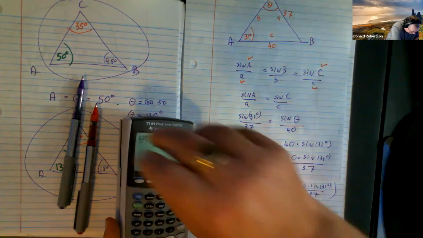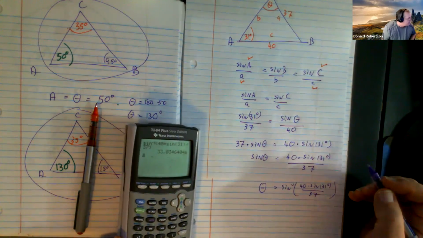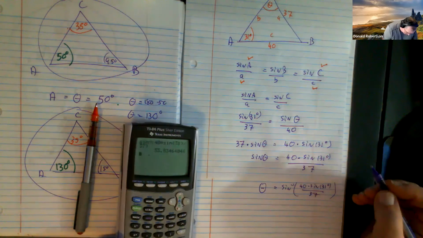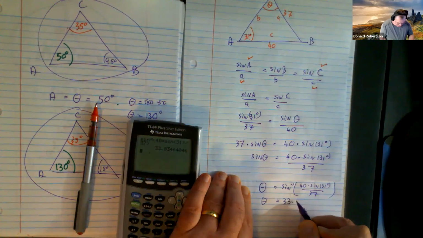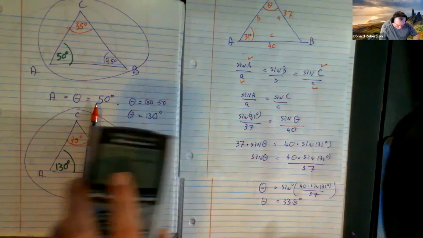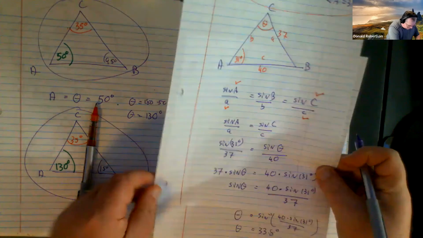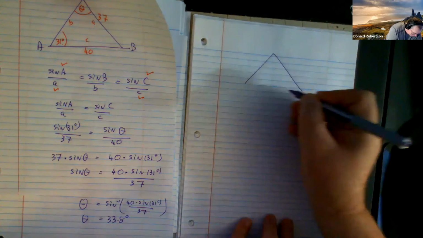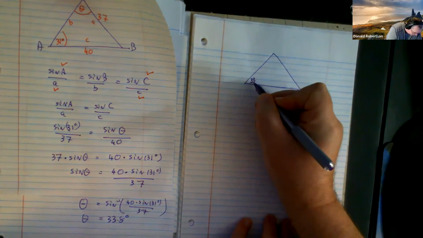And great, we get an answer. What do they want it to be? To one decimal place. So how about 33.8? Now, would you agree 33.8 always works? The one you get from the calculator is a guarantee to work. What I'm going to do is put it into my triangle. So this guy here is 33.8 degrees.